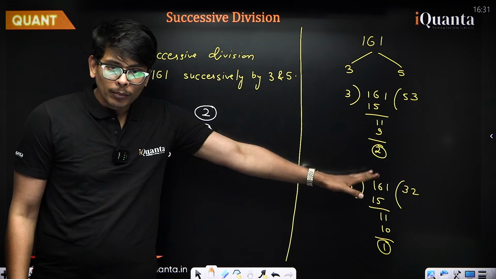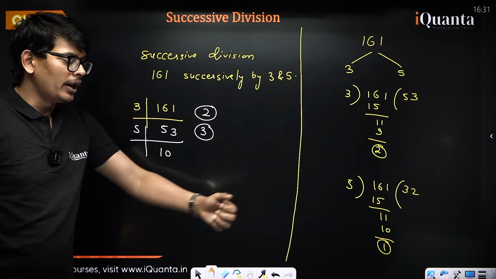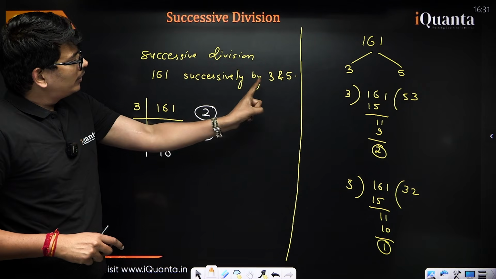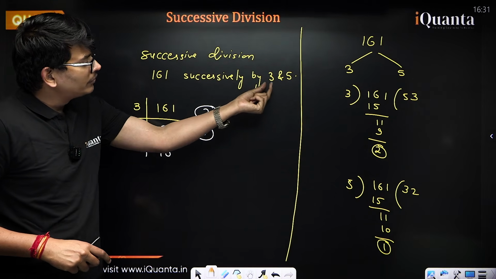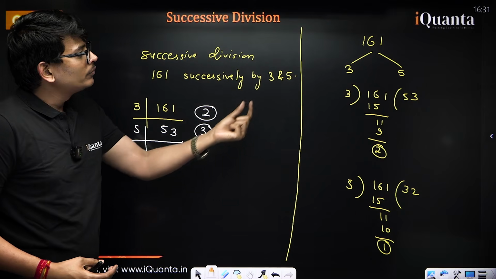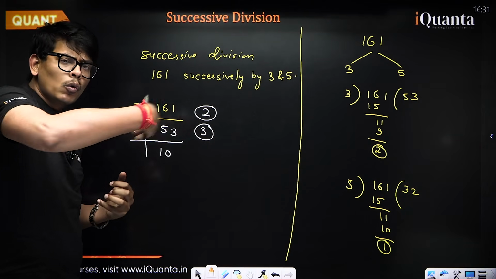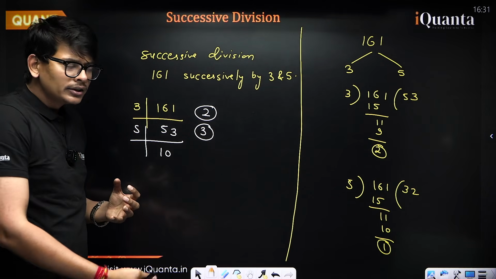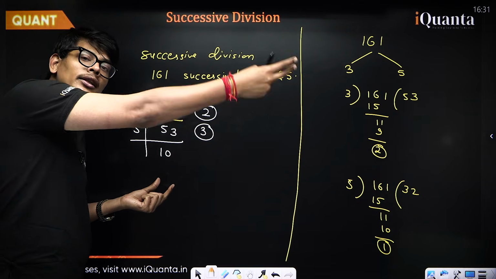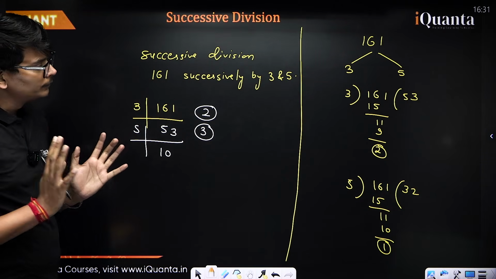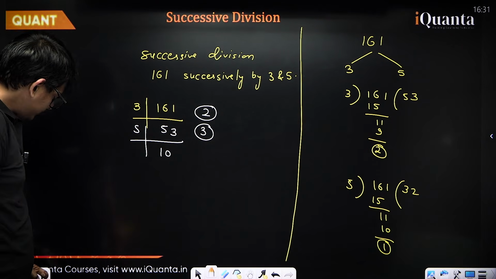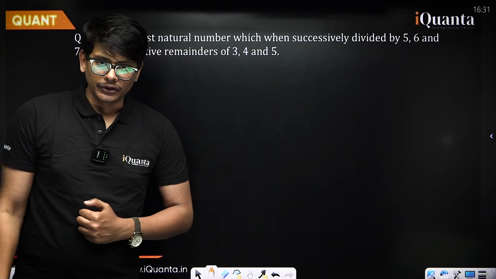So this is the normal division which we have done in our school life. This is successive division, where you have to divide a given number by the first number. Then whatever quotient comes, you will divide that quotient by the second number, and so on and so forth. If there are 3 numbers, you have to divide this quotient by the third number, and so on. Now, what type of question generally comes from this topic? This is the first question. You can see.